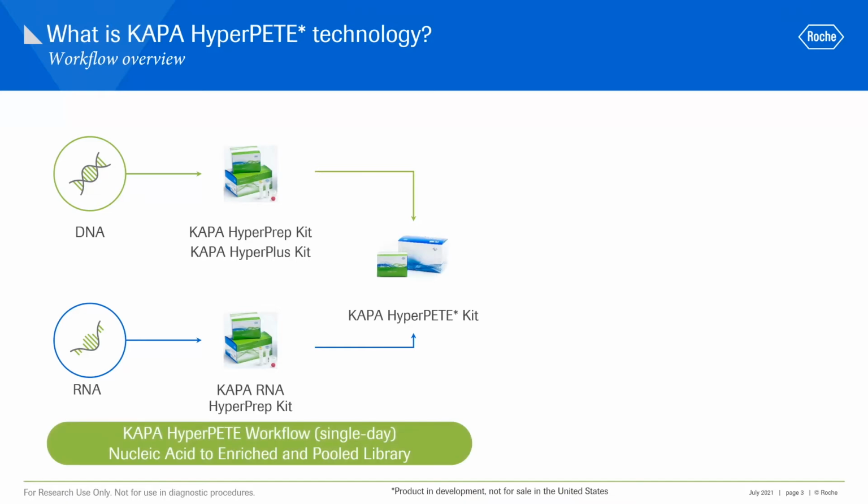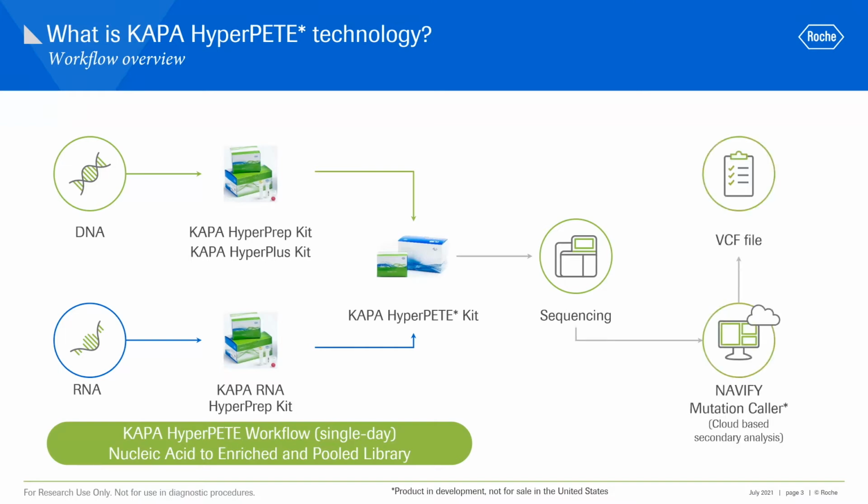Moving on, the libraries that are generated here go into our Kapa HyperPETE kit. And from the start of the DNA or RNA, it's about a single-day workflow. So you'll have enriched and pooled libraries in about a one-day workflow. These libraries go into sequencing, and we're verifying and validating on both the Illumina NextSeq and Illumina MiSeq instruments. And the data coming off of the sequencer is uploaded to our Navify Mutation Caller, which again is our cloud-based secondary analysis solution. One of the outputs is VCF files. We also provide enrichment performance metrics as well as sequencing performance in the output of the Navify Mutation Caller.